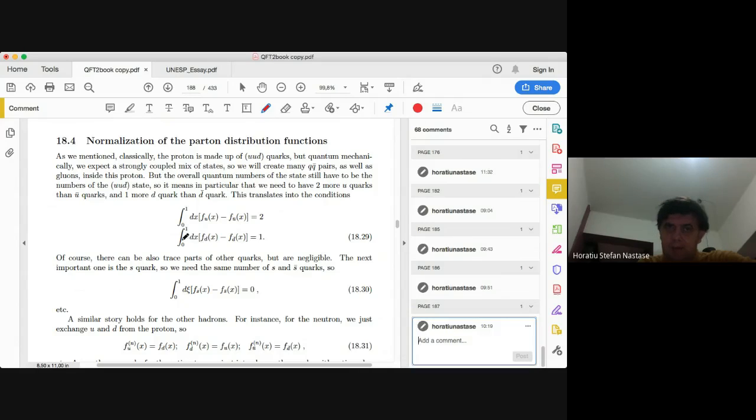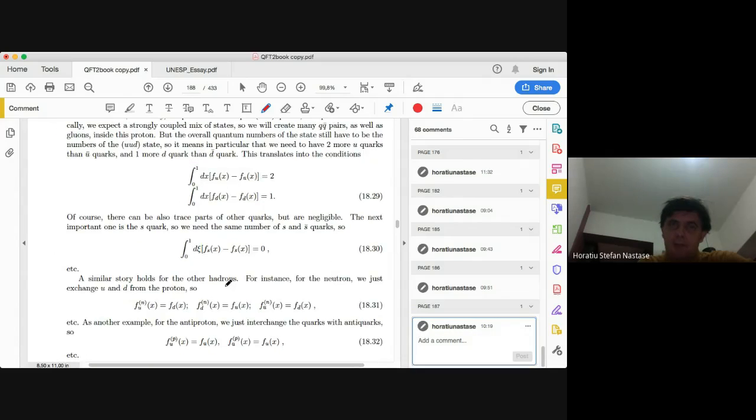And then the same thing, the integral over FD minus FD bar has to be 1, because there's one more B quark than antiquark. And then we could also have trace parts of other quarks. In particular, the quark with the next highest mass is the S quark, the strange quark. So usually you consider U and D, but you could consider also S. The other ones, charm, top, and bottom, are usually negligible.